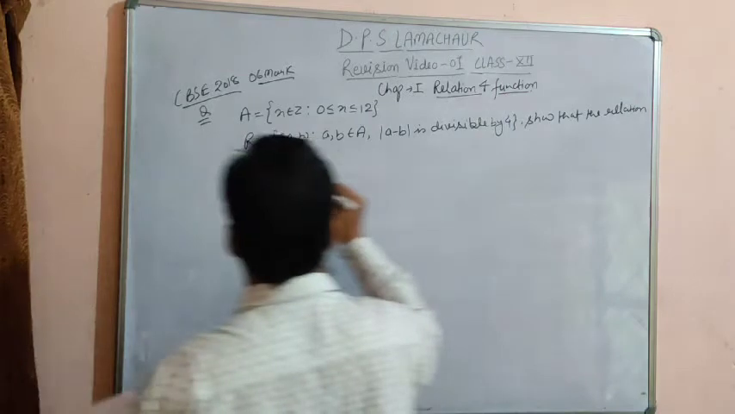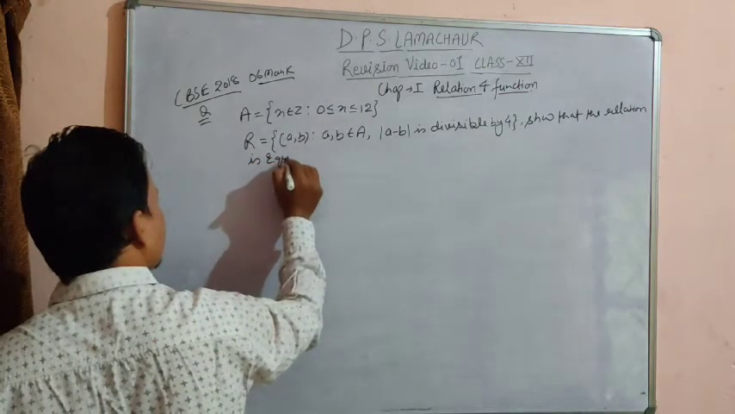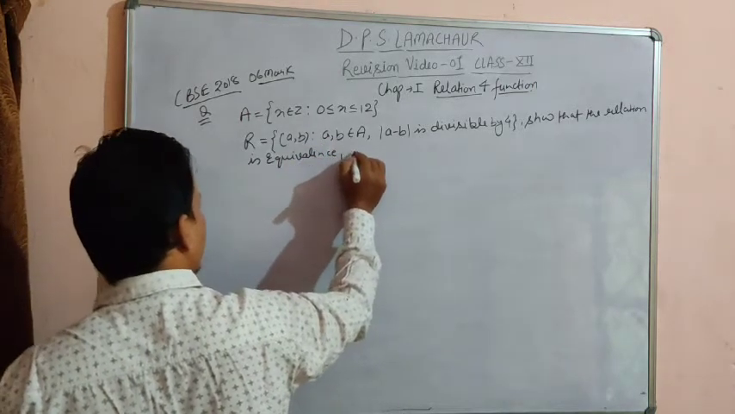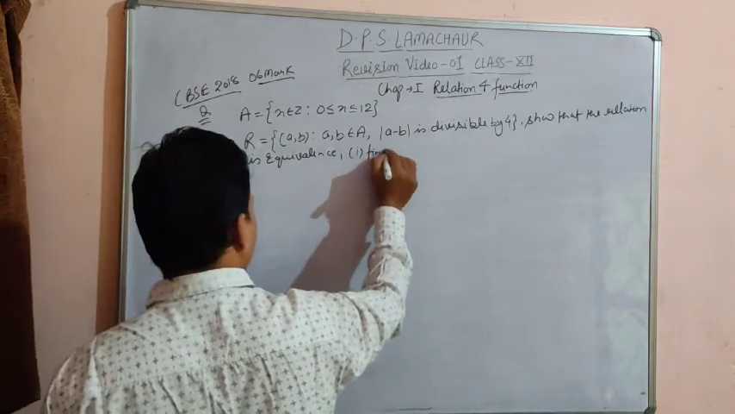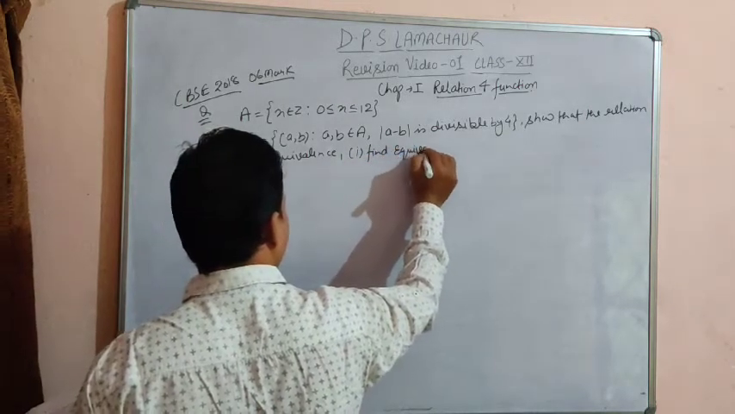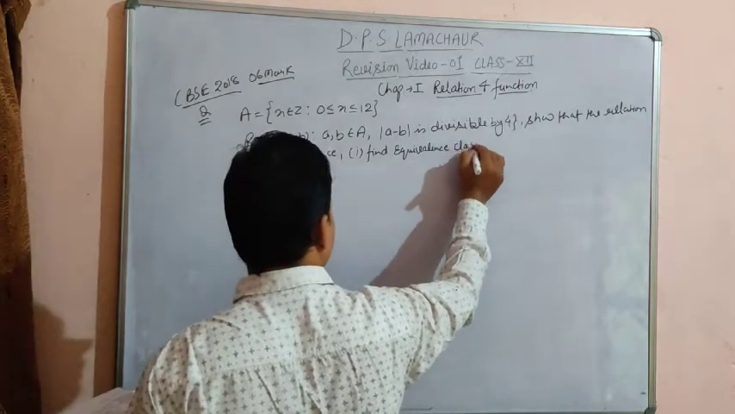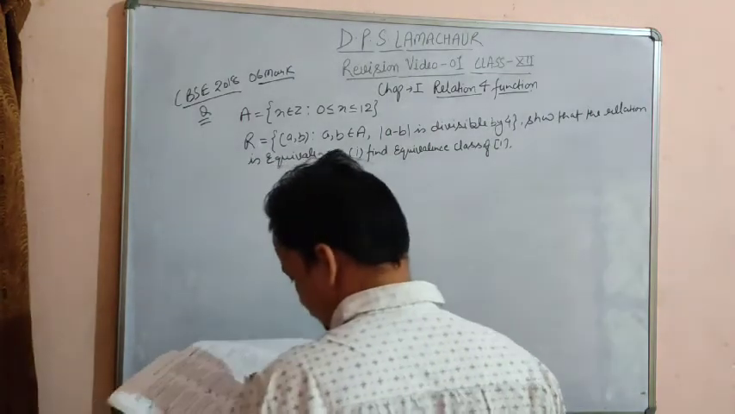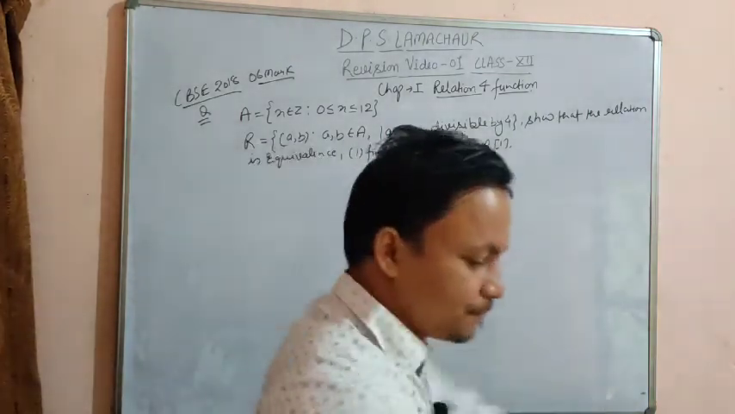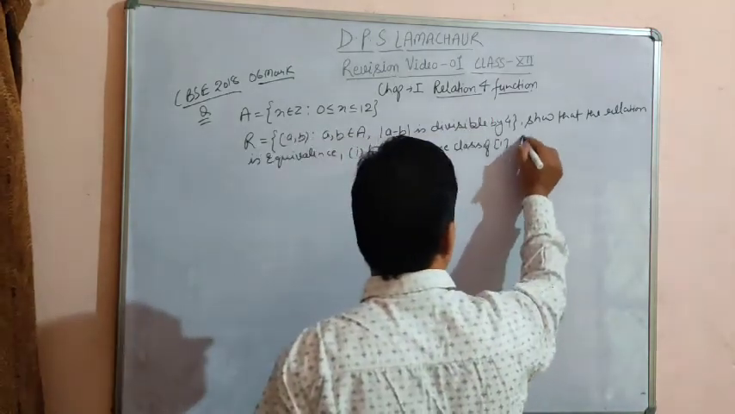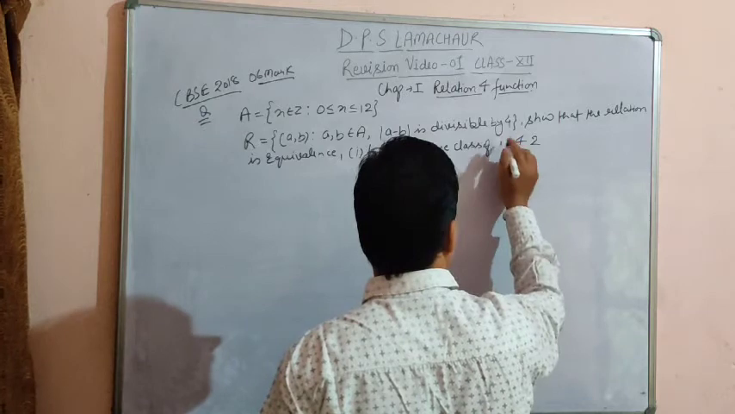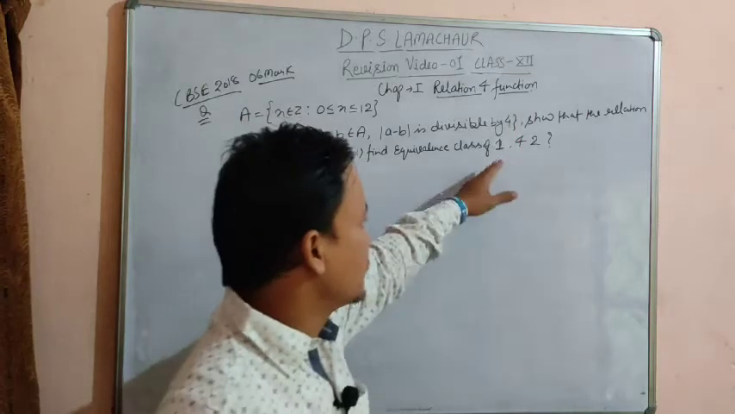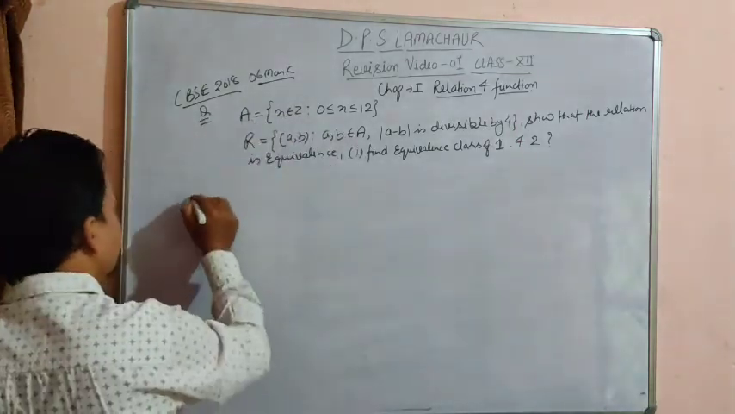So that the relation is an equivalence, and another, find the equivalence class of 1 and also the equivalence class of 2, okay. Find the equivalence class of 1 and 2, or you can say find all elements related to 1 and 2, okay. Now the solution.